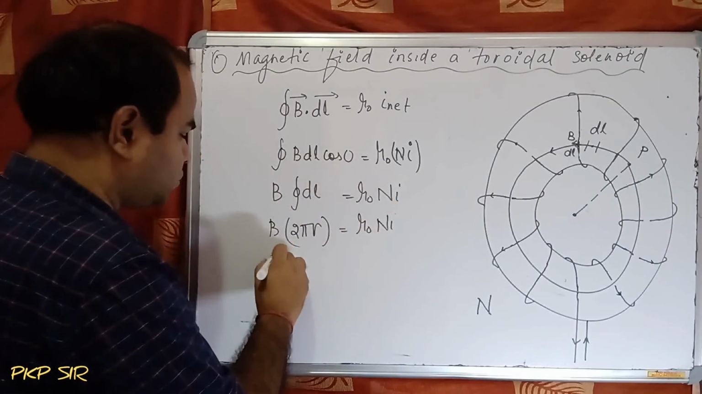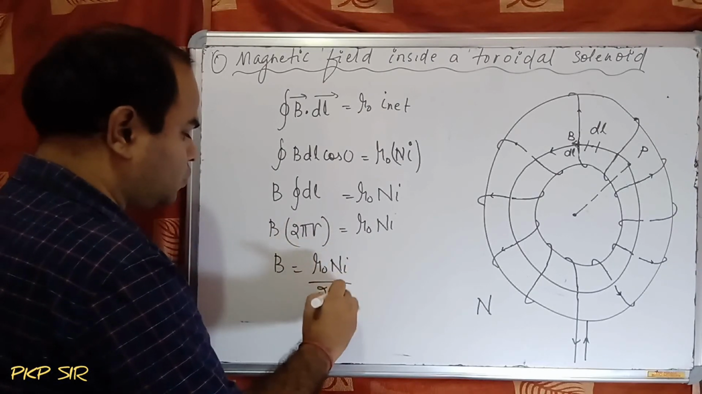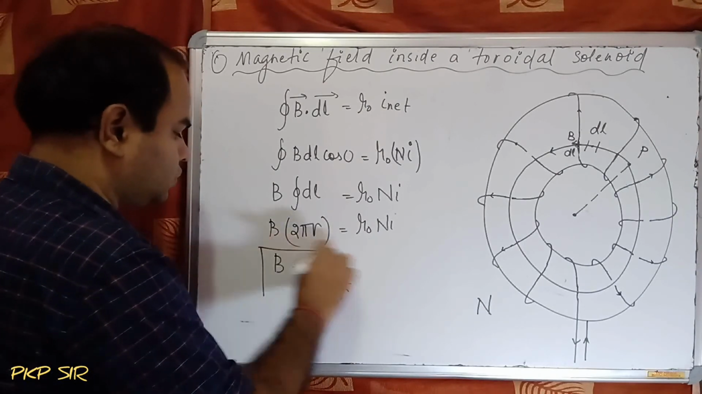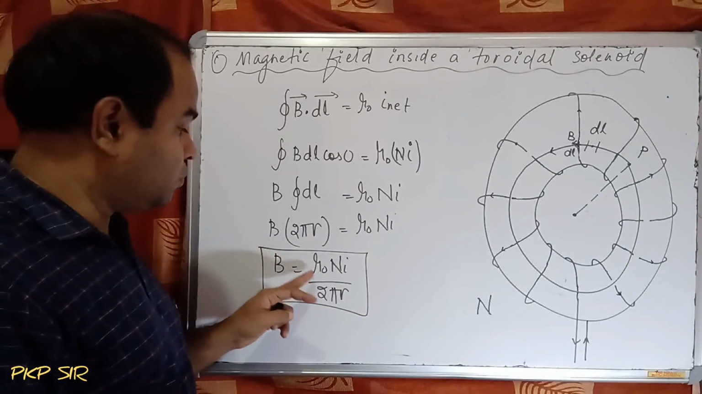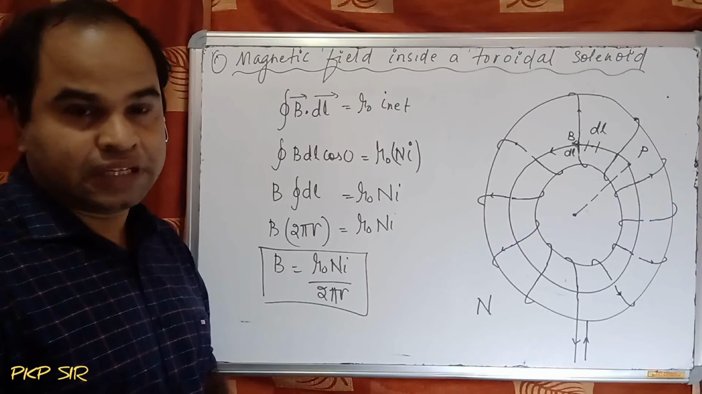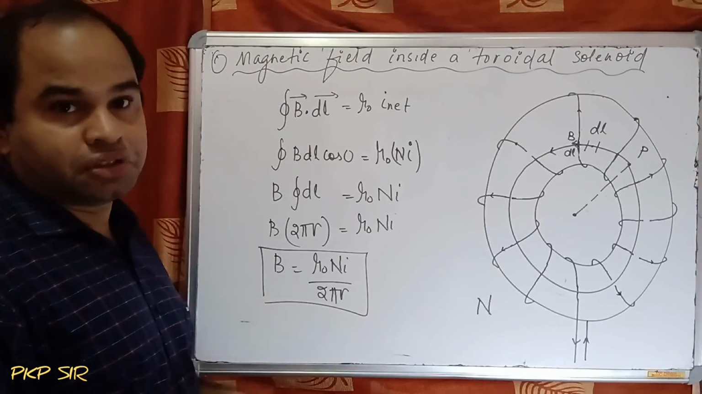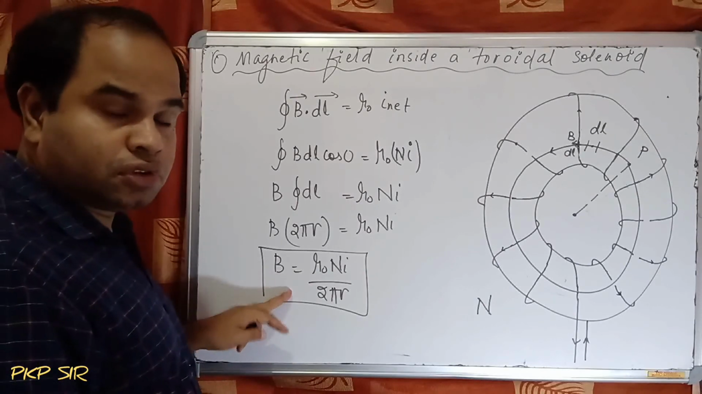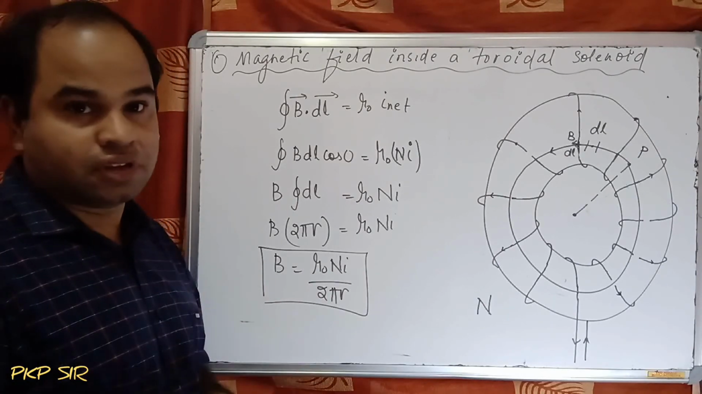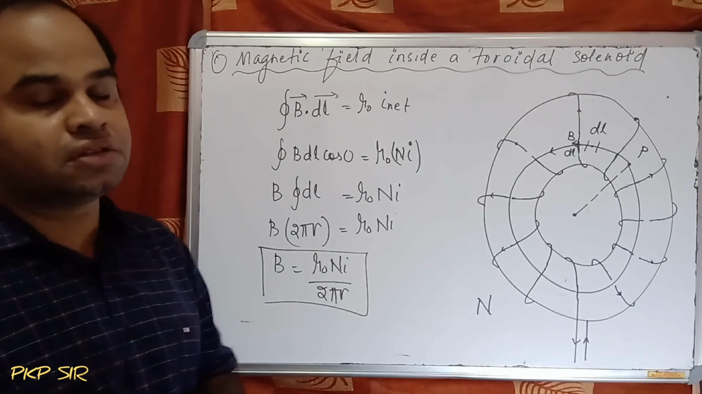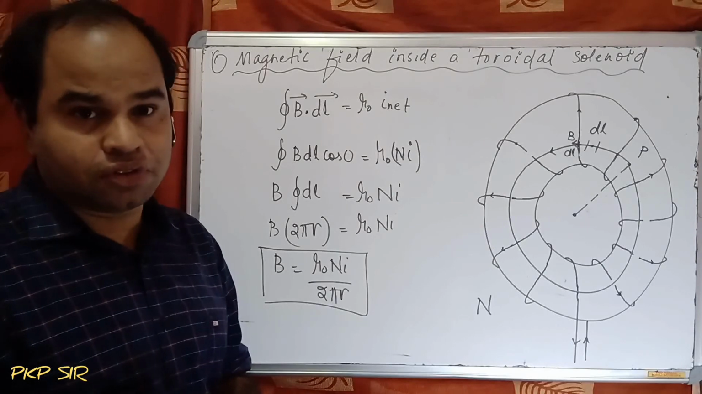So B is how much? That is mu naught NI by 2 pi r. So the magnitude of magnetic field inside the toroid is mu naught NI by 2 pi r, and the direction is anti-clockwise. B value is positive, so that means the assumed direction is the direction of the magnetic field.